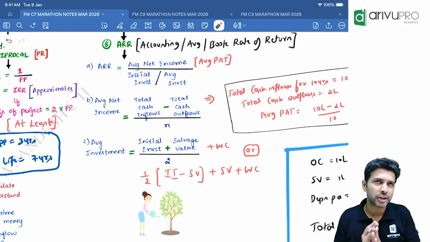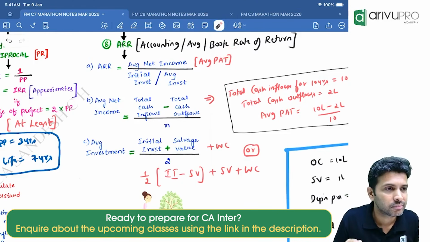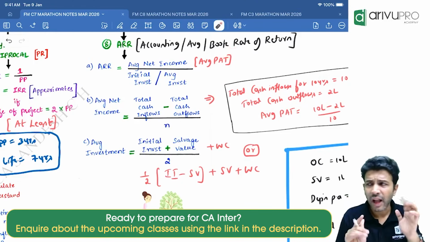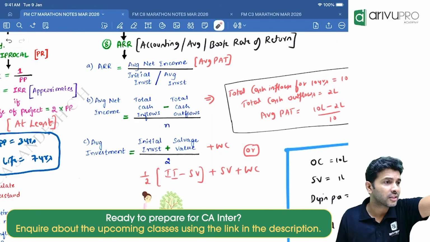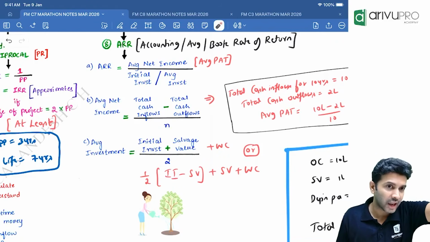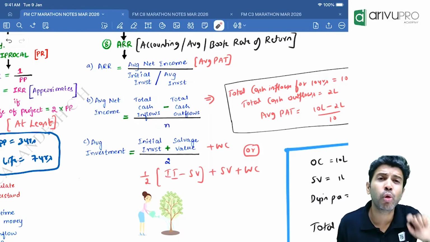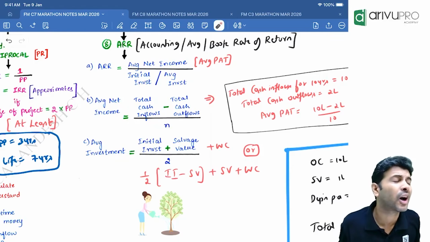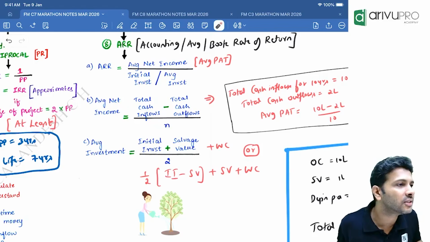It's a simple interpretation. If they don't give PAT, but for ARR we need PAT, and they have given cash flow, how to get it is very simple. Cash inflow, you will interpret it as income. Cash outflow, you will use it as an expense. How do you get profit? Income minus expense. Income minus expense.